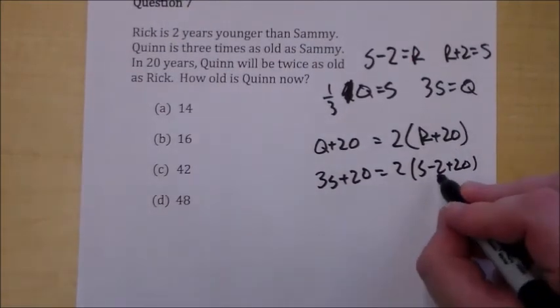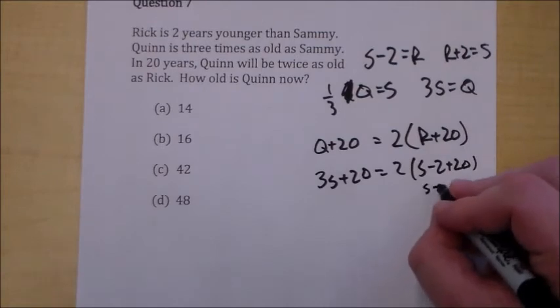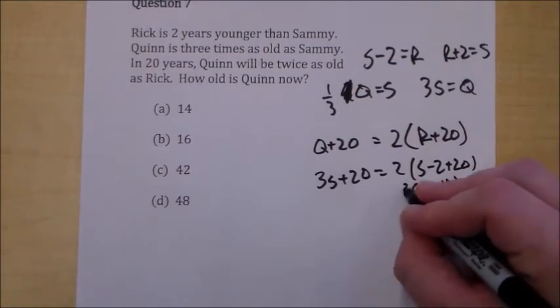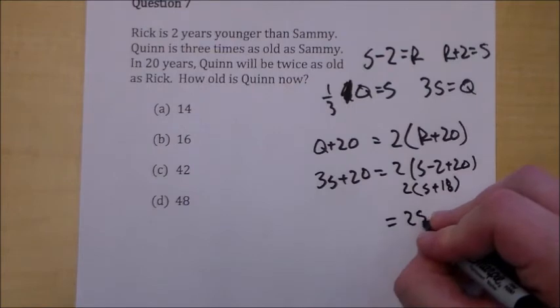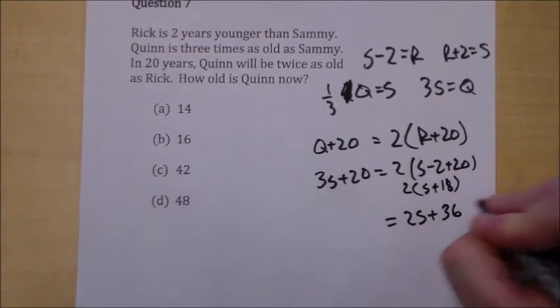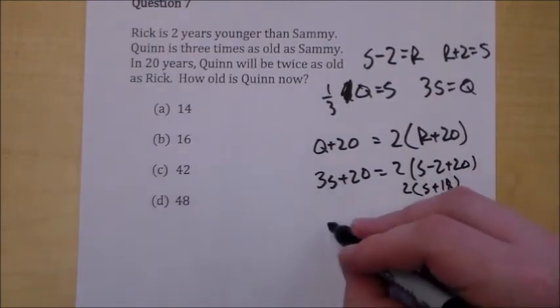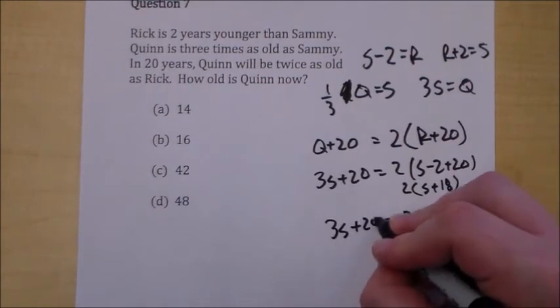All right, S minus 2 plus 20 is S plus 18, right? That's S plus 18, and that's going to be multiplied by 2, so that's going to get me 2S plus 36. That's how the distributive property works. And over here I have 3S plus 20.